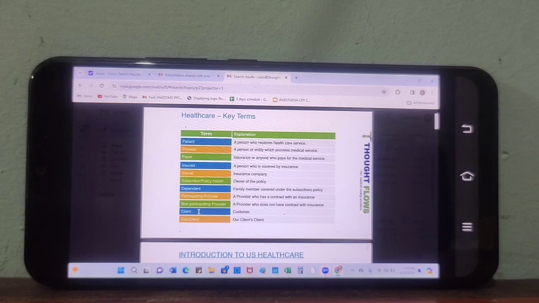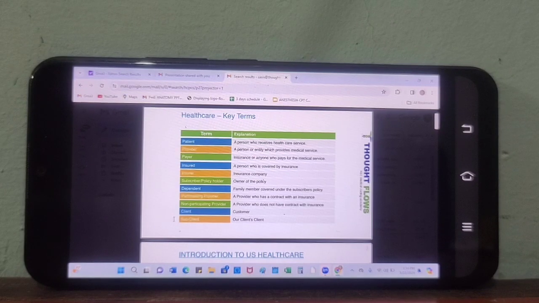Then client is the customer. Subclient is our client. So client is the customer, and here the doctor is the customer. For example, an MNC directly buys the project from the provider. So here the customer is the doctor for that MNC company. For example, Omega Healthcare, VTech, Coro Health, Global Health. These are the medical healthcare companies.